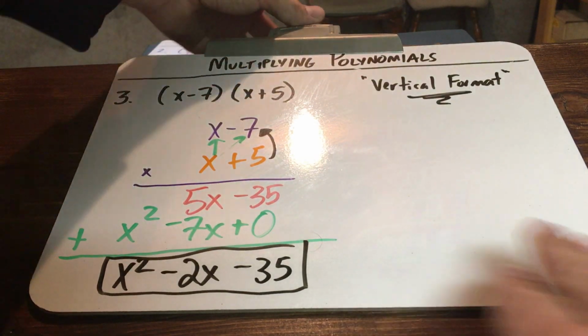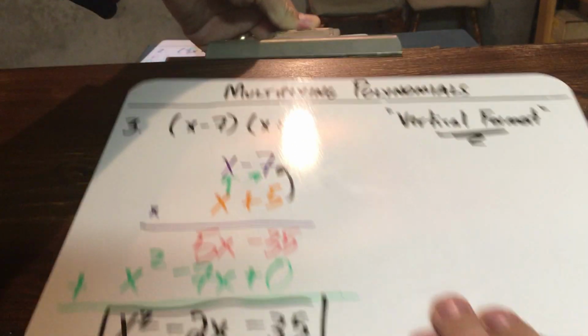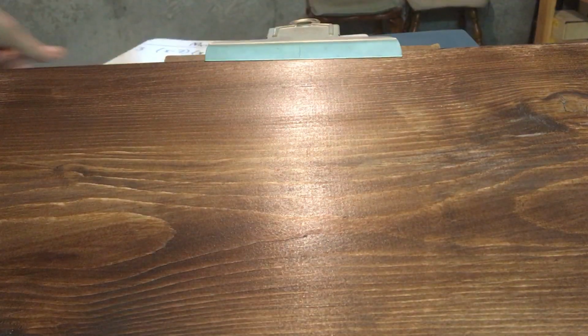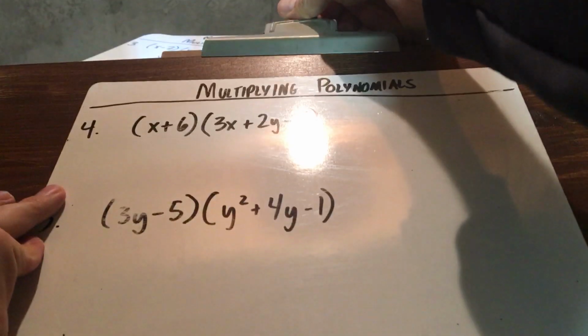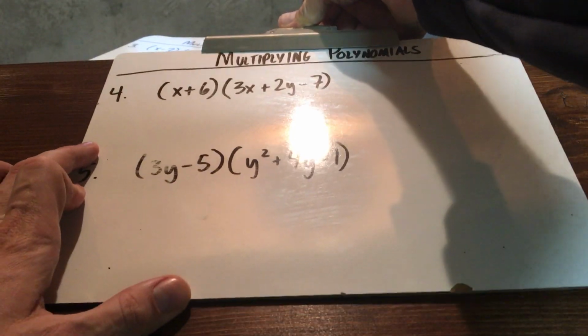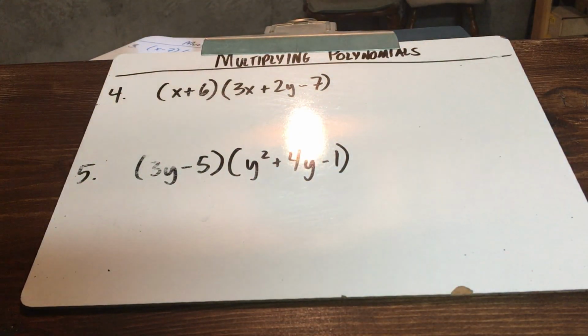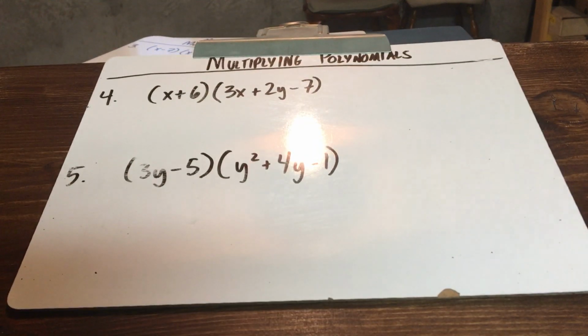Okay, one last thing. What if it's not binomials, right? You're thinking, okay, buddy, your questions are looking nice and easy, but they're not always going to be 2 binomials. What happens when they start putting more than 2 terms in the parentheses?